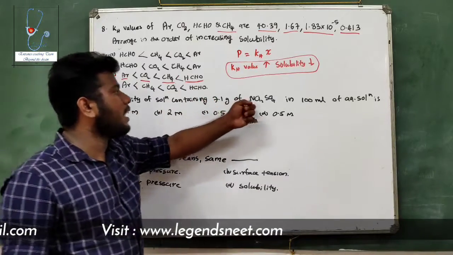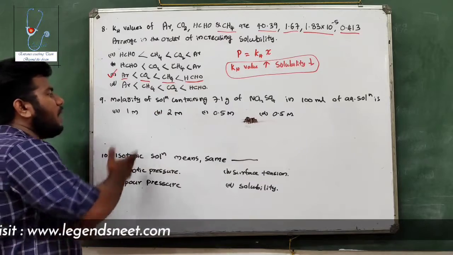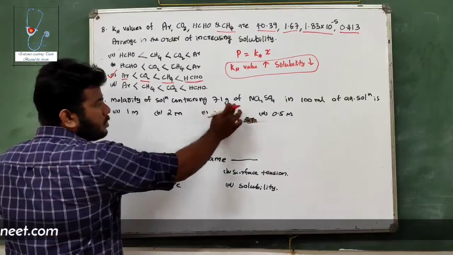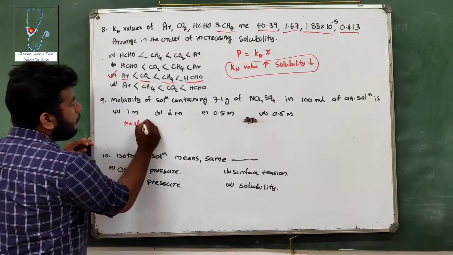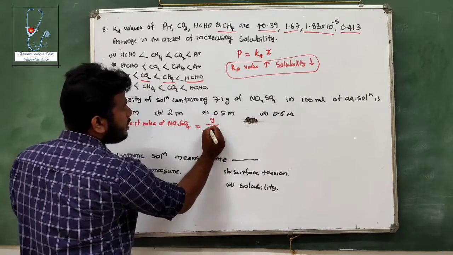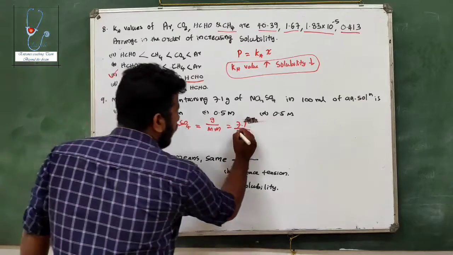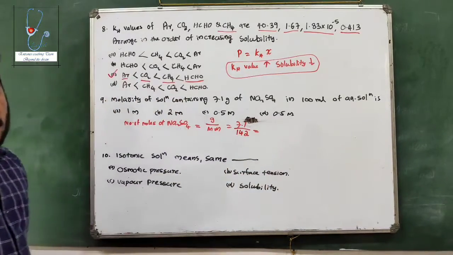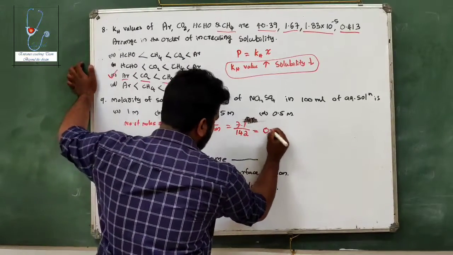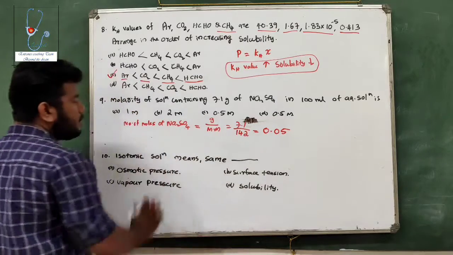9th question, molarity of solution containing 7.1 gram of Na2SO4 in 100 ml of aqueous solution. This is a simple question to find out molarity. We have the equation: molarity is the number of moles of solute divided by volume of solution in liter. Here the solute is Na2SO4. Number of moles of Na2SO4 is equal to given mass by molecular mass. Given mass is 7.1 and molecular mass of Na2SO4 is 142. Hence we get the number of moles of Na2SO4 as 0.05.